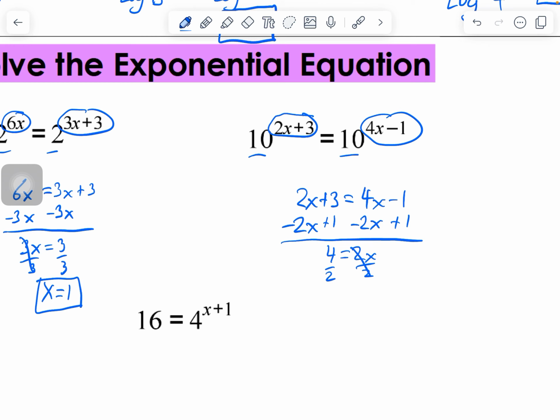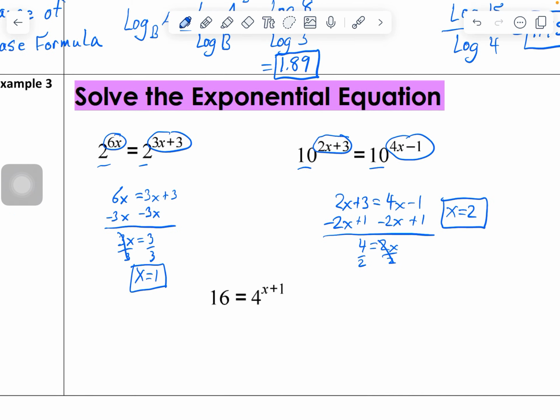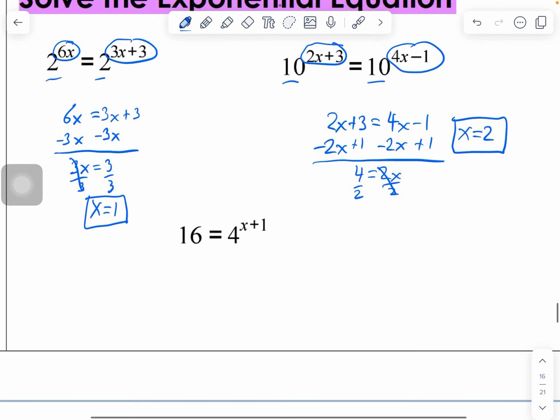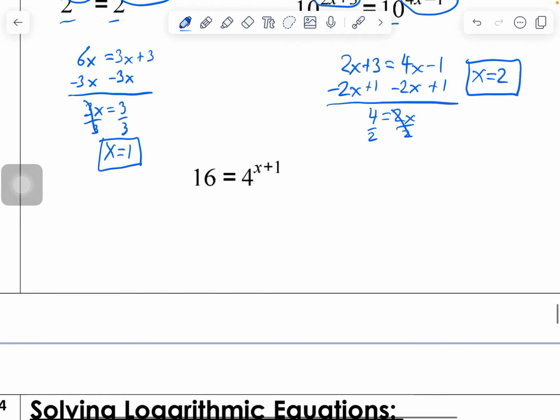And we would get x equals 2 here. Now, there's no restrictions on what we can put into an exponential function. We can plug in any number for x. There's not going to be any restrictions there because we've seen that with the graphing. That's why the domain is all real numbers, goes from negative infinity to positive infinity.